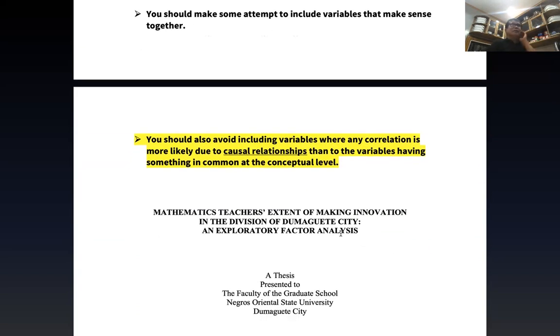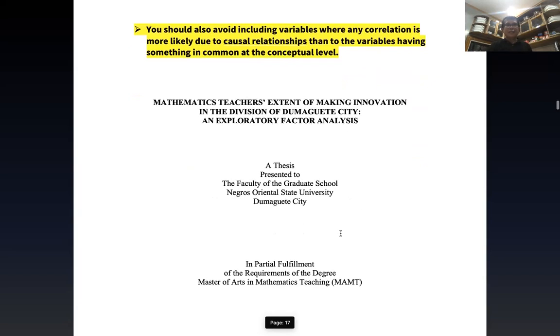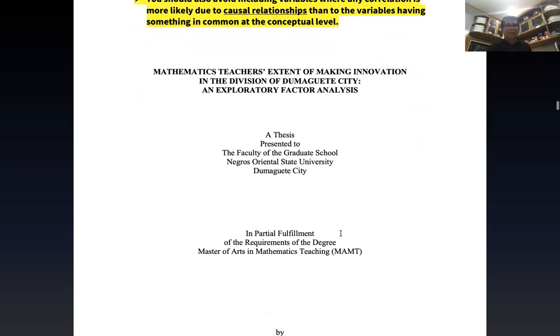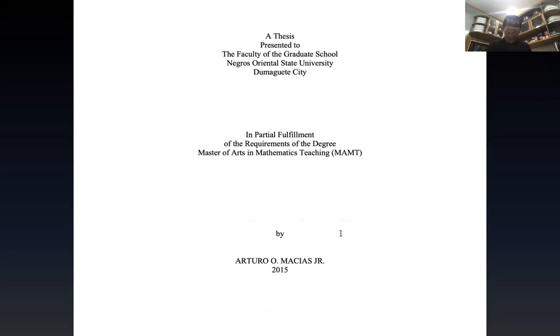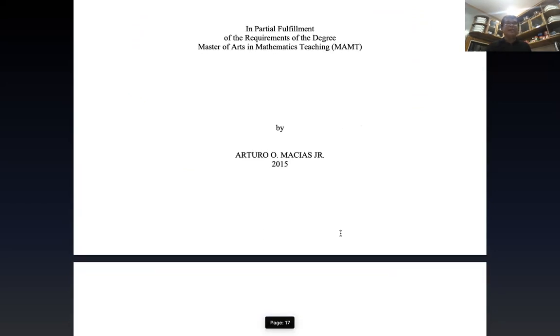So here's an example of factor analysis being applied in a thesis. It's the thesis of my advisee entitled Mathematics Teachers' Extent of Making Innovation in the Division of Dumaguete City: An Exploratory Factor Analysis. It's a thesis presented to the faculty of the Graduate School, Negros Oriental State University, Dumaguete City, in partial fulfillment of the requirements for the degree Master of Arts in Mathematics Teaching by Arturo O. Macias Jr. And I'm his advisor.